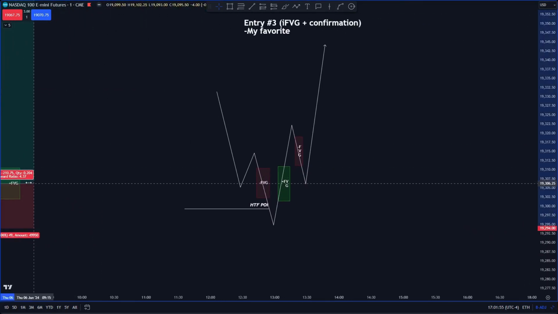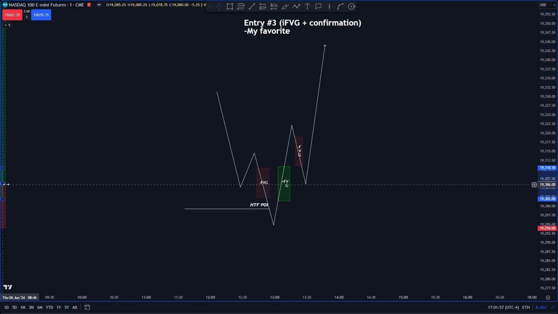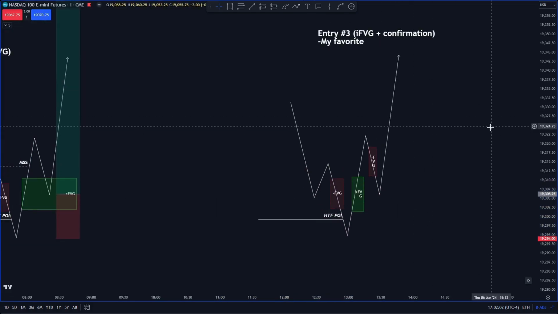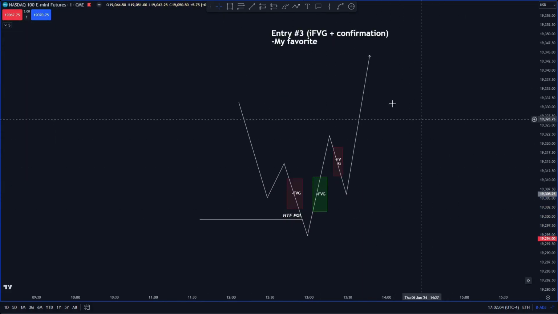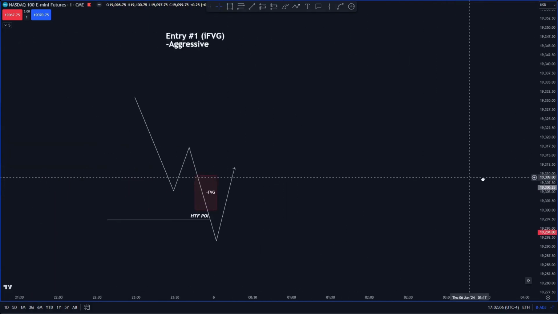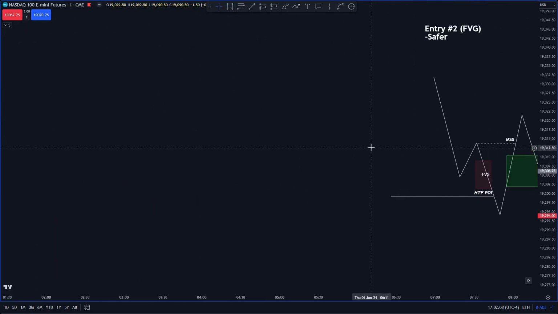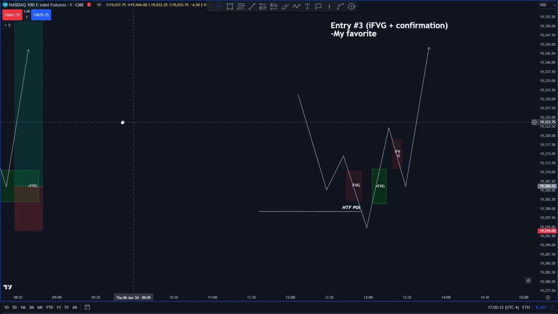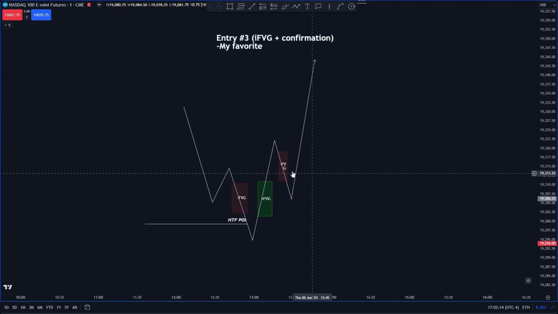So like I said, every trade you need some sort of higher time frame context, right? These types of trades will typically offer 3 different entries, right? The first entry, the very aggressive one. The second one, a little bit more confirmation, right? With the bullish fair value gap example. But this one, I like a lot more, right? And I'll explain why.